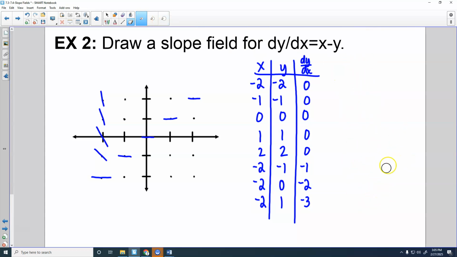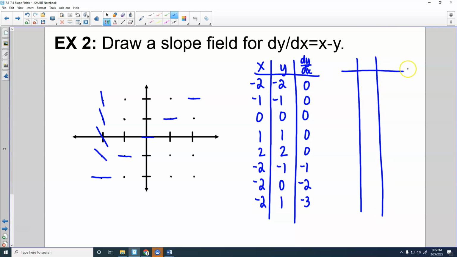You might be really good at doing this in your head. Somehow I always mess them up. I lose track. So if I'm really concerned with getting them right, I do the table. Like if this shows up on a test, I do the table. If I just want to be fast, I try to do it in my head.